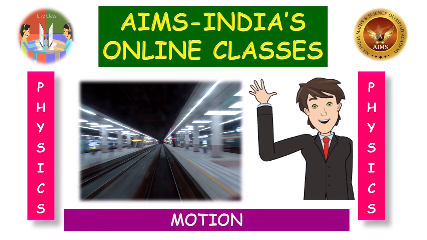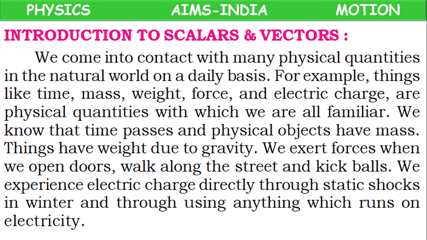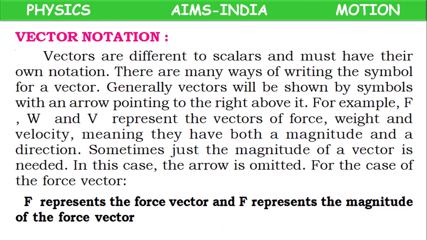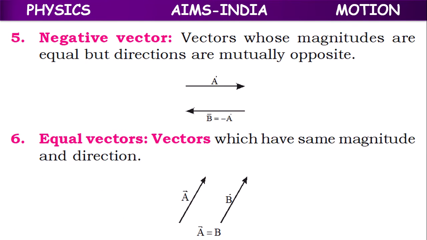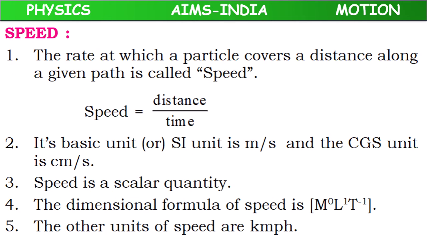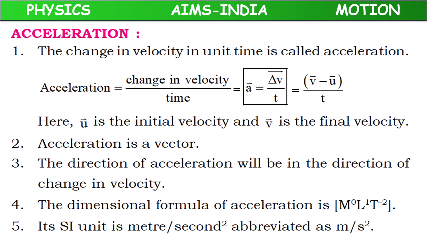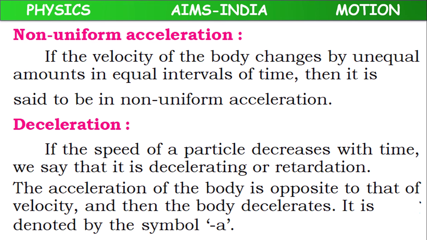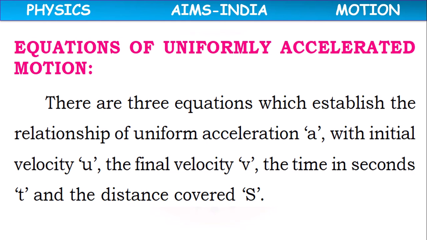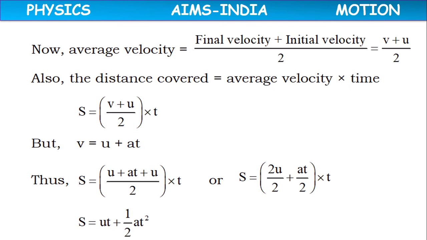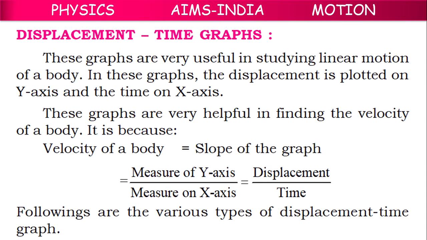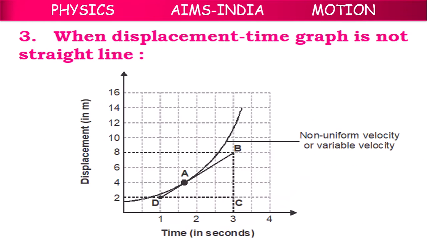In today's video, from the physics subject, we are going to continue with the motion topic. In our previous videos, we have learnt about scalars and vectors and examples, vector notation, types of vectors, distance, displacement, speed, velocity, change of velocity, acceleration, average and instantaneous acceleration, uniform acceleration, non-uniform acceleration, deceleration, and about the equations of motion, first one, second one, third one. Some solved examples we have discussed, and about displacement graphs also, this topic we have completed.